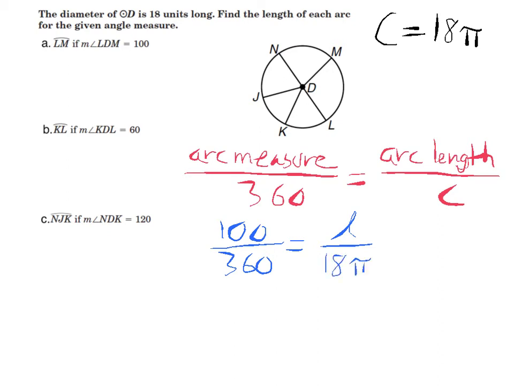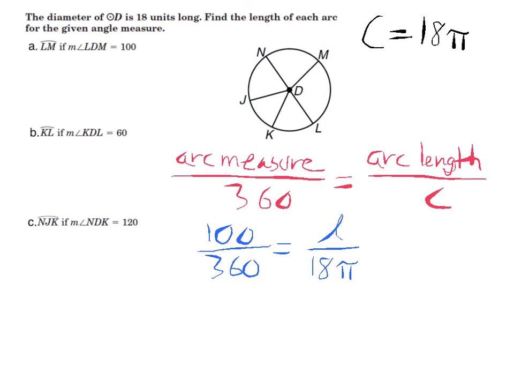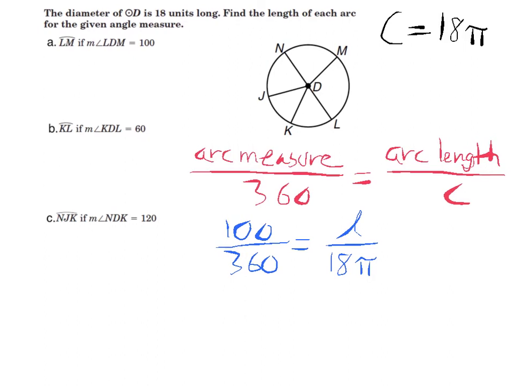18 pi. I like to simplify first here. If we simplify this, 100 over 360 can be simplified to be 5 over 18. And that equals L over 18 pi.